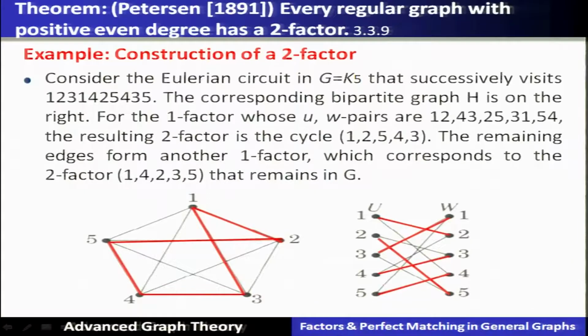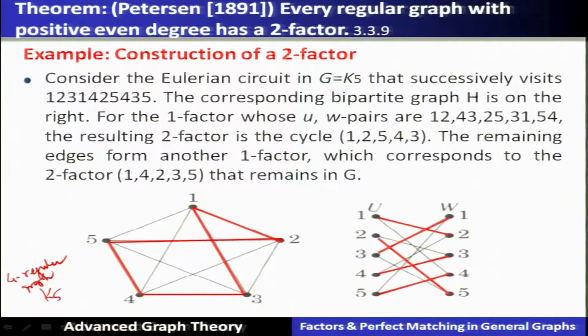Now, there is a theorem which says that every regular graph with positive even degrees has a 2 factor. So, let us consider this pentagon, K5, as it is also called. This is a regular graph with a positive even degree. The degree is 1, 2, 3, 4. So, all the vertices have degree 4, it is a 4 regular graph. Now, this 4 regular graph has a 2 factor.